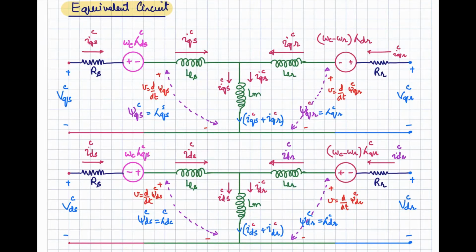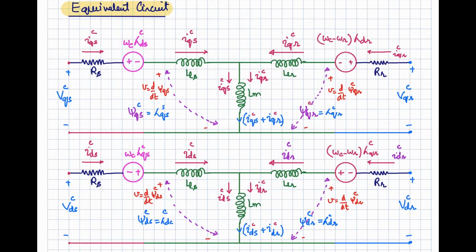Bismillahirrahmanirrahim. In the last video, we discussed the equivalent circuit of the induction motor in an arbitrary frame of reference. The equivalent circuit is shown over here in this slide. Here you can see the two sources. This is basically based upon the speed of the arbitrary frame of reference. Omega c is the speed of the arbitrary frame of reference.